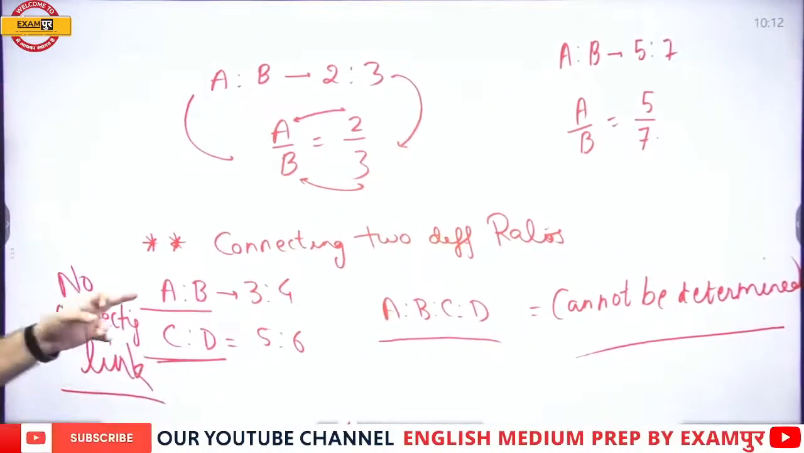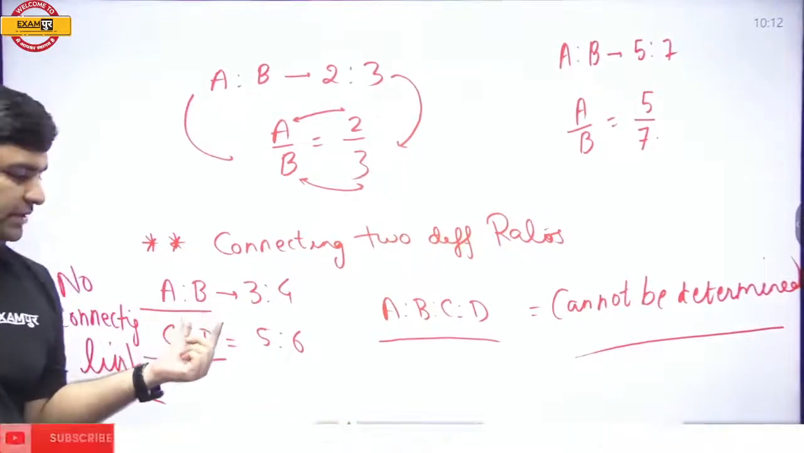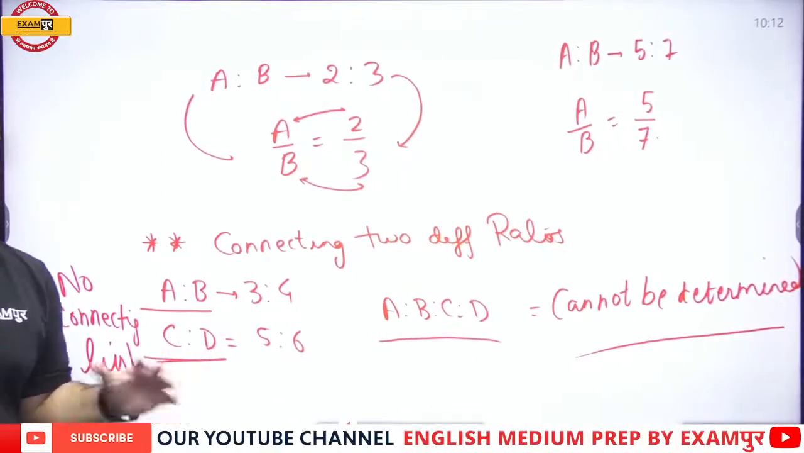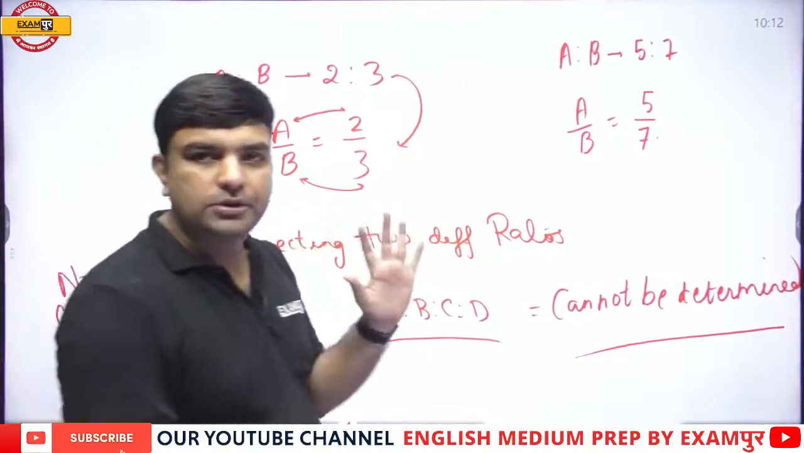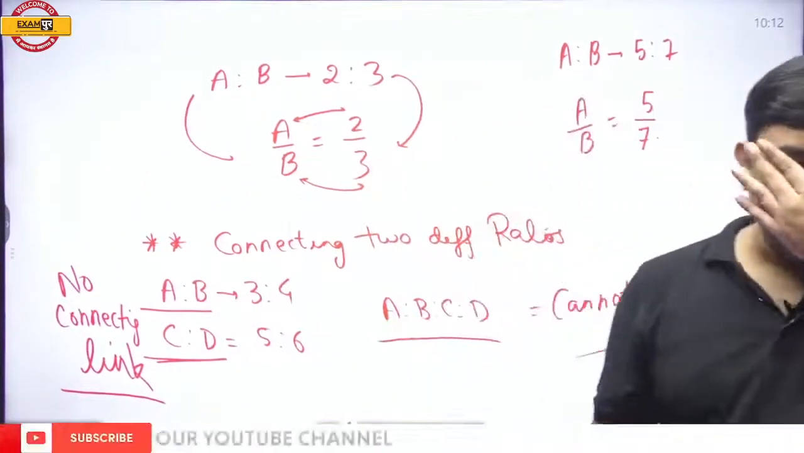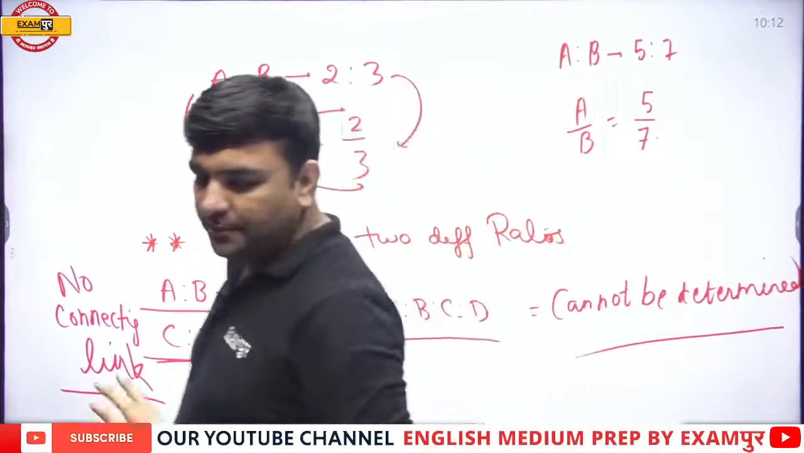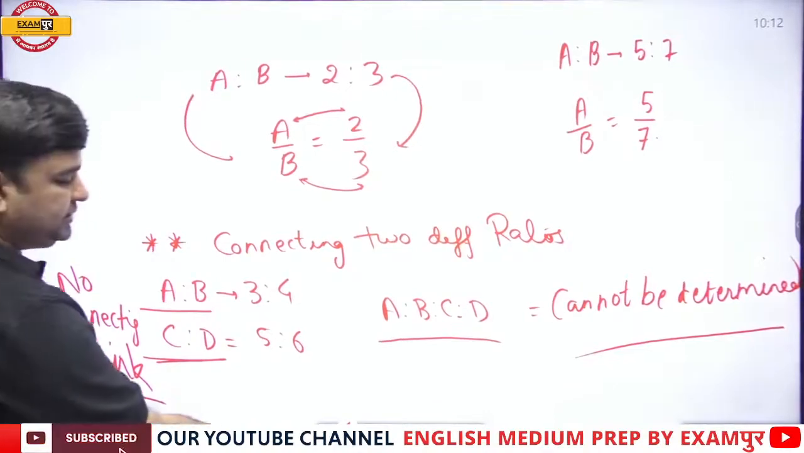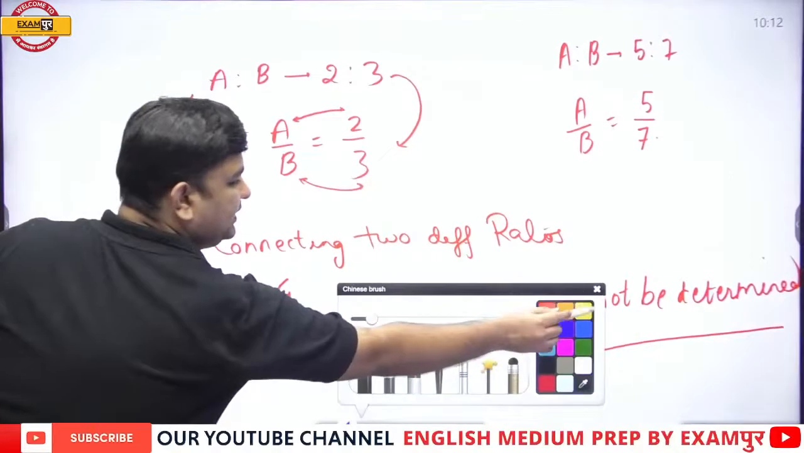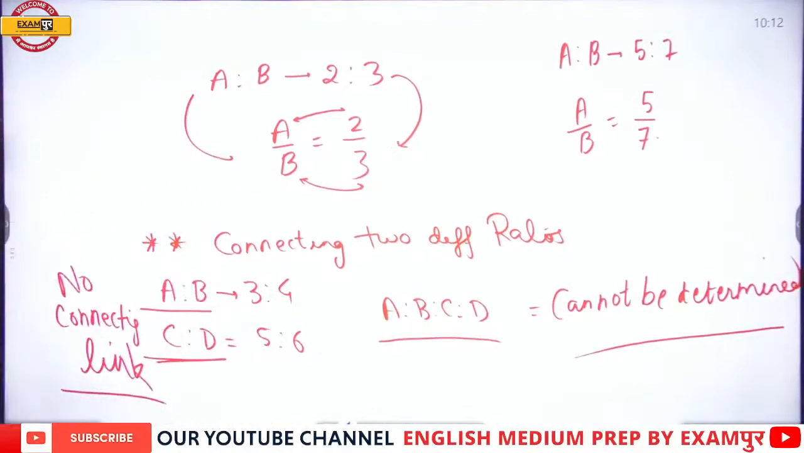So there is A ratio B in the first, C ratio D in the second. No connecting link. If there is no connecting link, we cannot connect ratios. That's a conceptual point, please note it down: there should be a connecting link to connect the ratios.